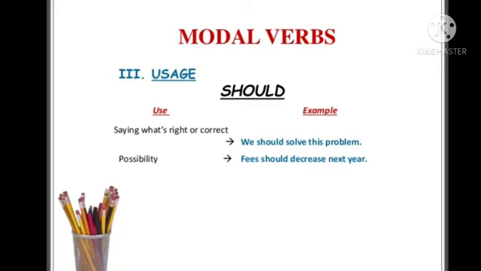Should, we are using for saying what is right or correct. We should solve this problem. That is a compulsory thing. And for possibility: fees should decrease next year. For possibility also, we are using should.